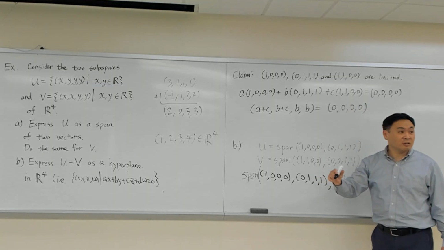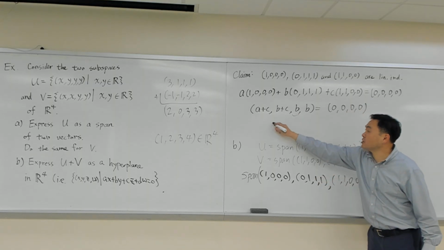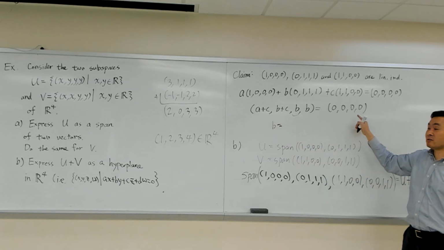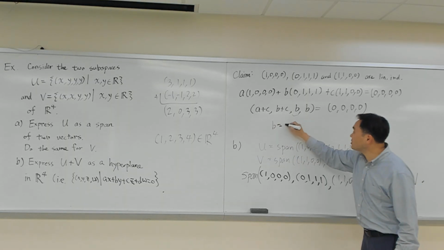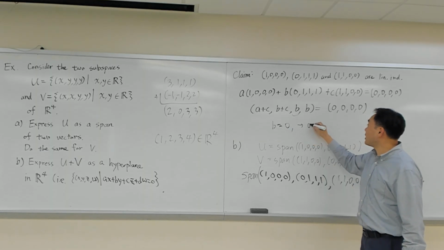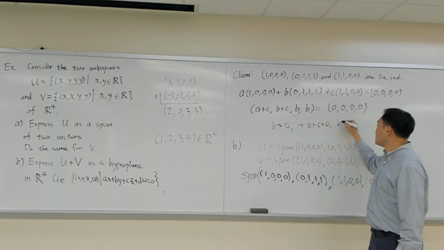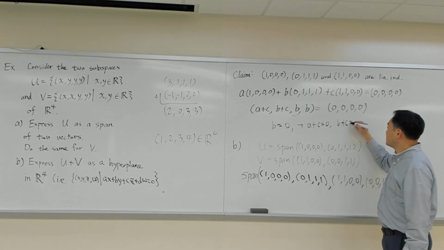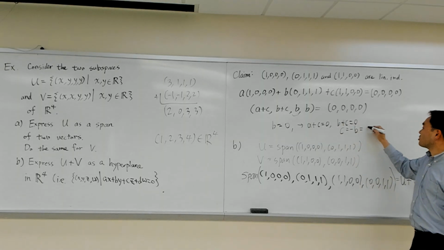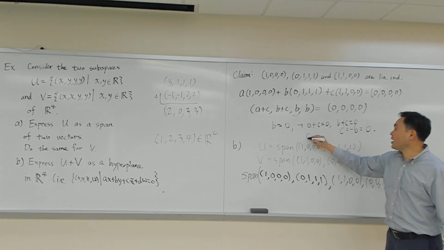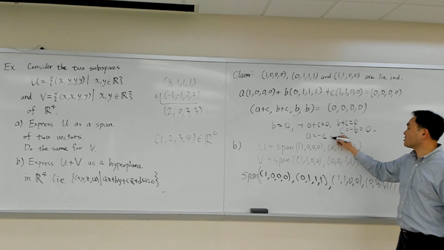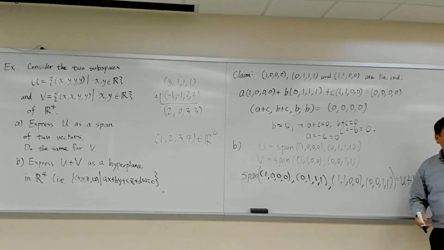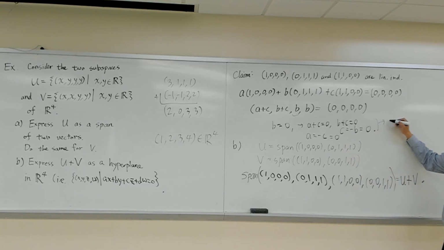Okay? So this immediately shows that b has to be equal to 0 because that's the third component, right? Now if b is 0, then you also have a plus c equal to 0 and b plus c equal to 0. Well, c is equal to negative b, so it's also 0. And then a is equal to negative c, but c is 0, so that's also 0. So we got all of them as 0, right? So this shows that it's true, okay? So it's proved. The proof of the claim is done, okay?